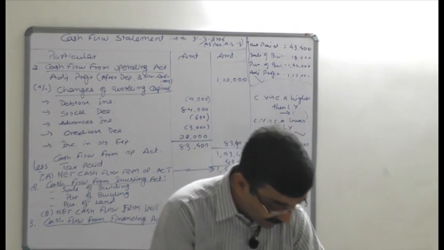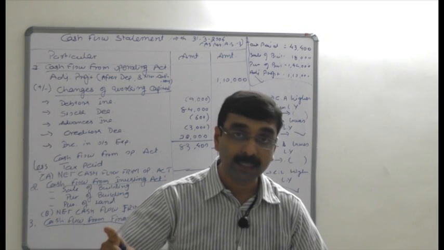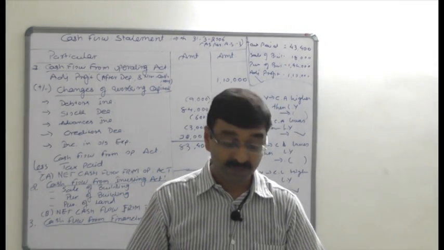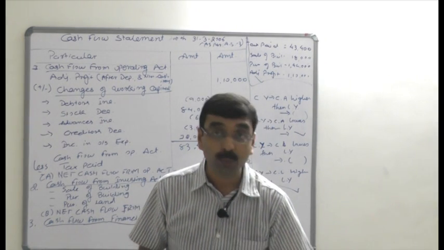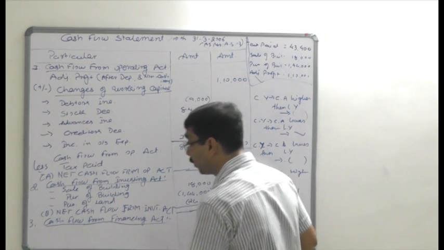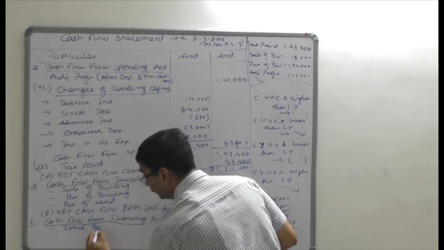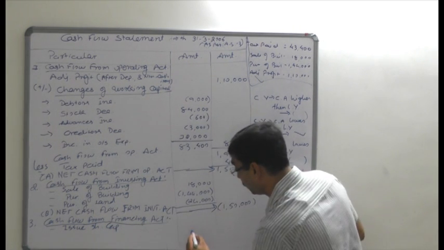First you see the liability side, your share capital. The share capital last year is 1,80,000 and the current year is 2,20,000. It means it's increased. If the share capital is increased, that means cash comes in. How much is the difference? It's 42,000. So cash comes in, it's positive. Issue of share capital, and that is 42,000 rupees.